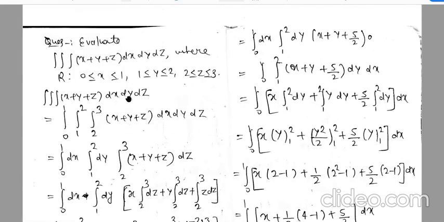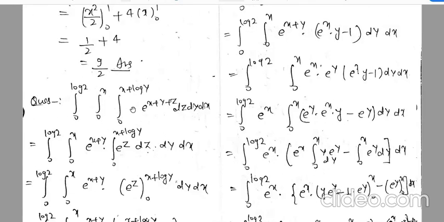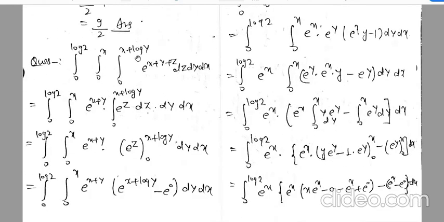Now here all the limits are constant, so you can integrate first with respect to x, then with respect to y, then with respect to z, it doesn't matter. If you want to integrate first with respect to y, you can go for that, but all the limits are constant here, so it doesn't matter what your order is. But if the limits are in variable form, here the limits are in variable form.